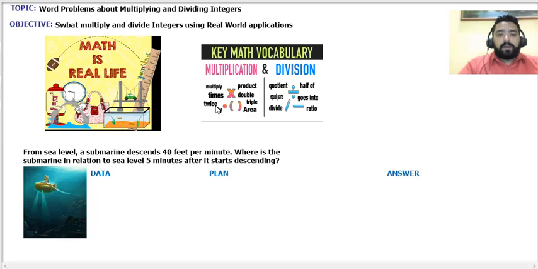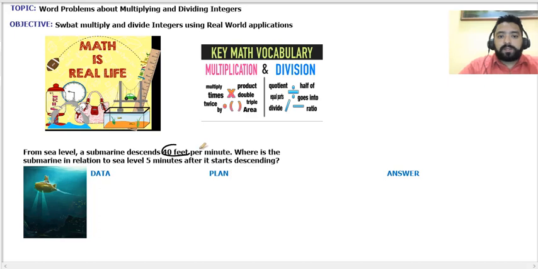For example, here we have the first exercise that says: from sea level, a submarine descends 40 feet per minute. Where is the submarine in relation to the sea level 5 minutes after it starts descending? As you can see, we are talking about sea level. Sea level means, remember, 0, or the starting position. And then the submarine descends 40 feet. That means, if this value descends, it is negative, okay? So descent means negative.